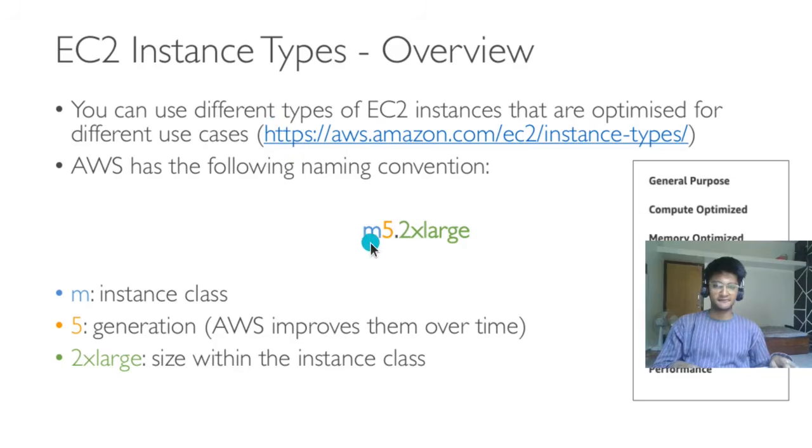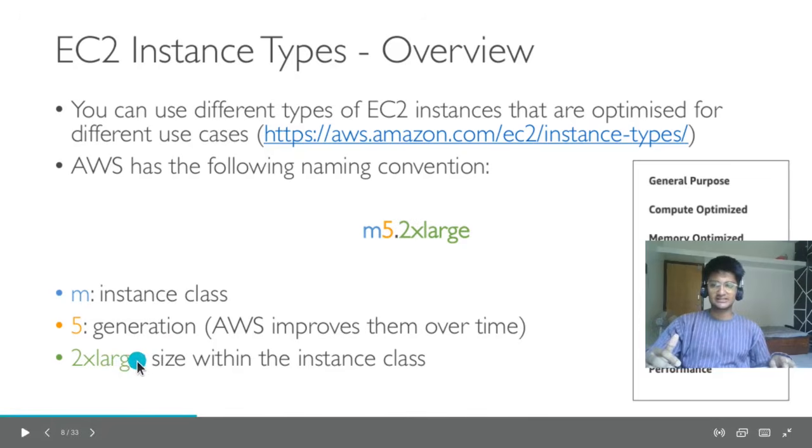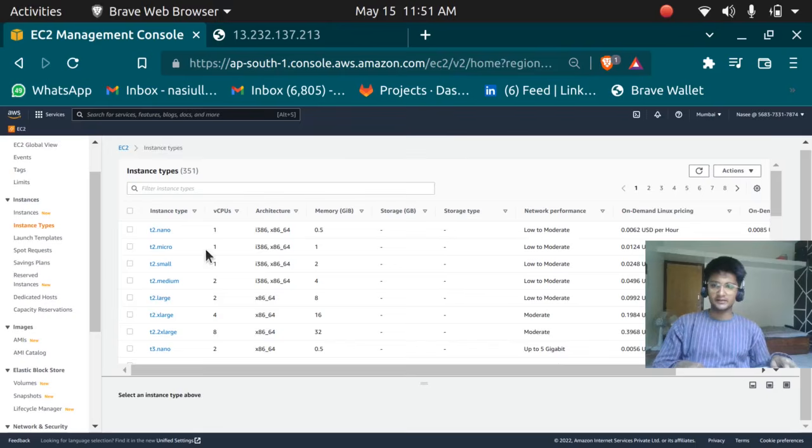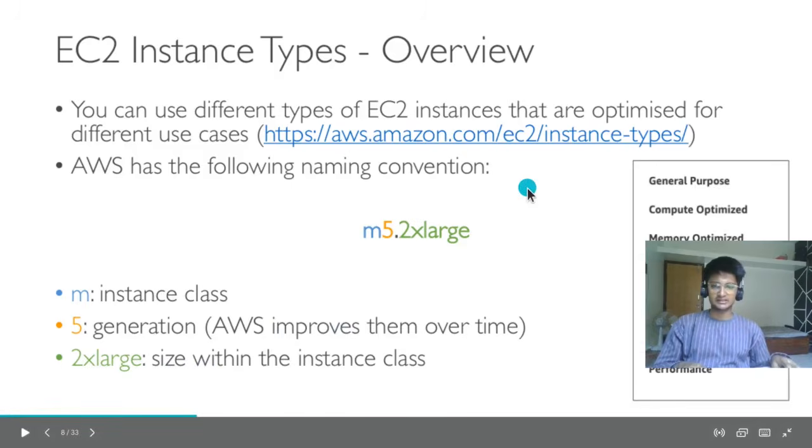So let's take an example of M5.2xlarge. In this, the M stands for the instance class, the 5 stands for the generation, so version or generation you can say, and 2xlarge is the size. So 2xlarge will define how much CPU or how much RAM is going to be there. To give you more clarity, we can go here. You can see 2xlarge here, and 2xlarge has more CPUs and more memory compared to xlarge. So xlarge has only 4, but 2xlarge has 8, whereas in memory xlarge has 16 and 2xlarge has 32. So 2xlarge is the size within the instance class.